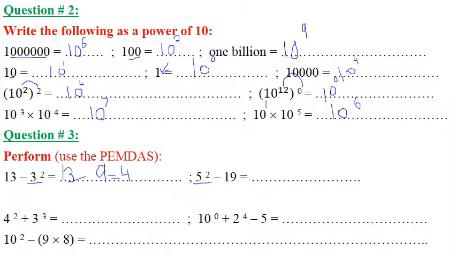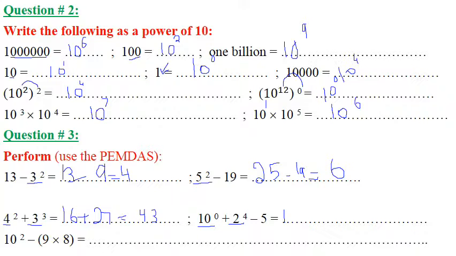5 squared is 5 times 5, which gives me the answer, which is 25. 25 minus 19, and the answer is 6. Now 4 squared plus 3 cubed. Here we should calculate 4 squared, its answer, and 3 cubed, its answer. 4 squared, the answer is 16, plus 3 cubed, the answer is 27, equals, if we add here, we get 43.